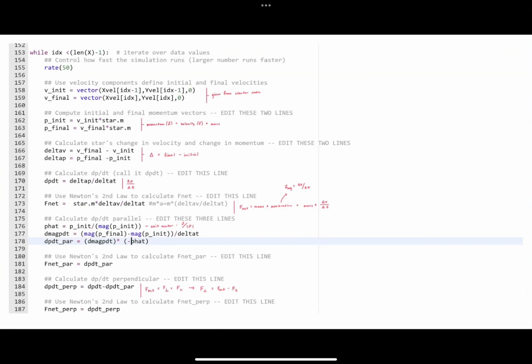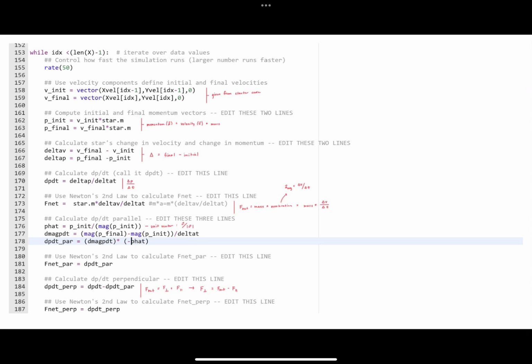Using the velocities, we use the momentum formula where momentum equals velocity times mass. We then find the change in velocity and the change in momentum. To find net force, I use Newton's second law, or net force equals mass times acceleration, and use the change in velocity over change in time because it is equal to acceleration.